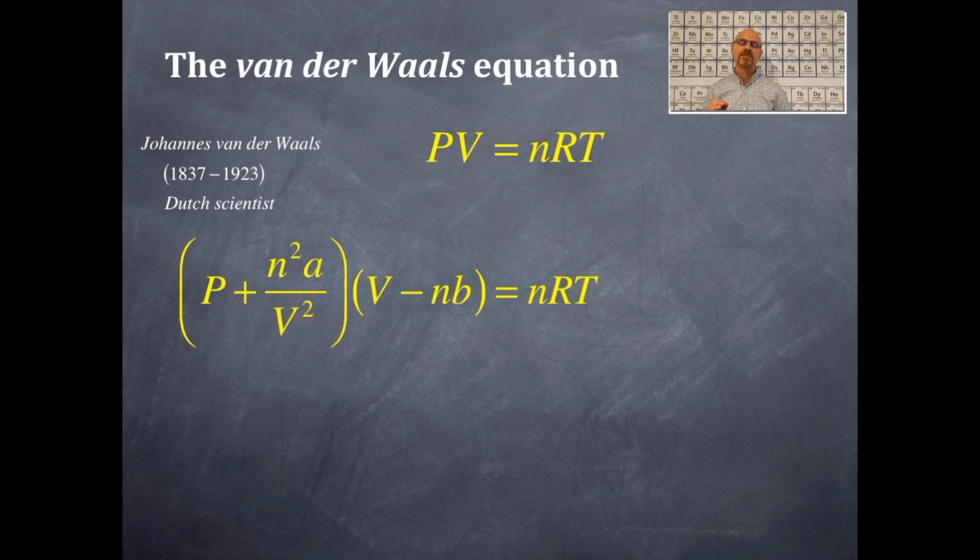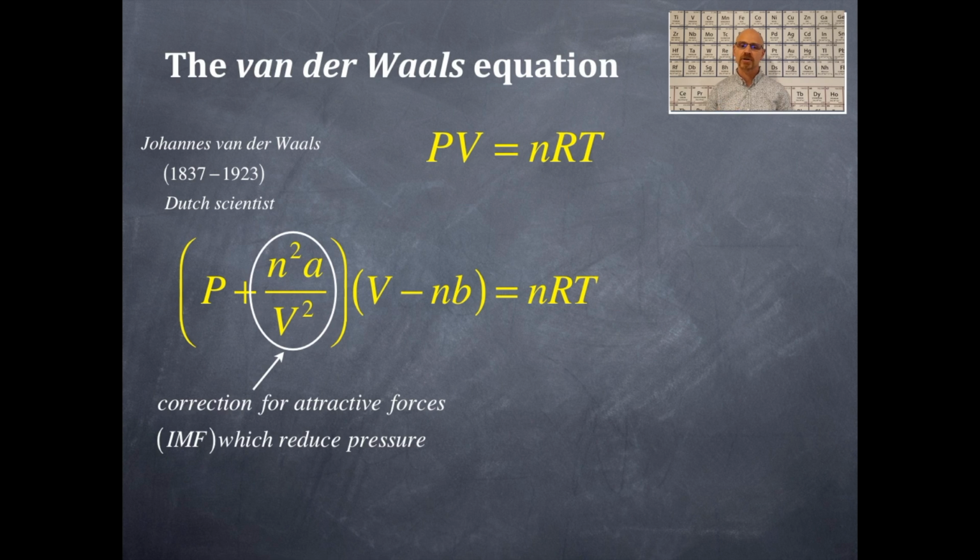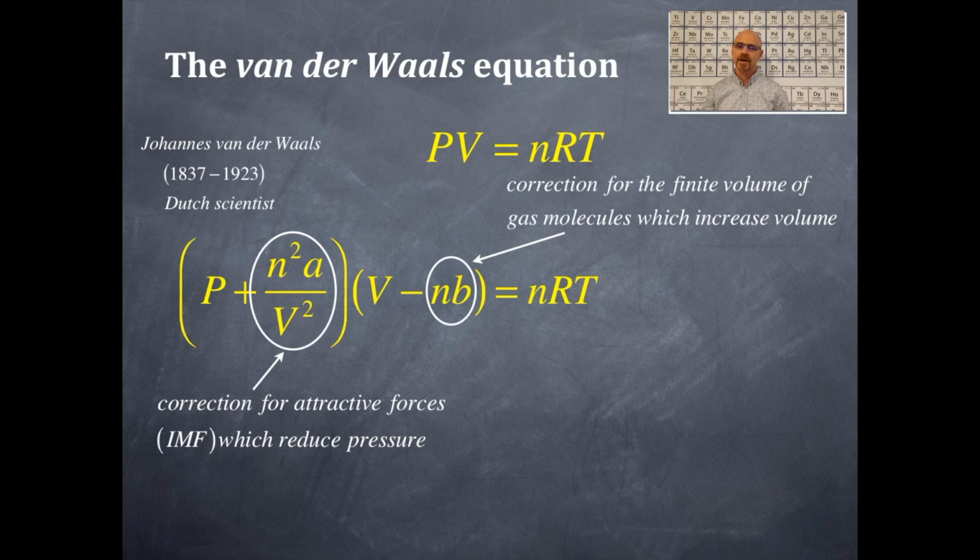This is the van der Waals ideal gas equation here. You should see that there's a correction factor here for the intermolecular forces which reduce pressure, and then there's a correction factor here for the finite volume of gas molecules which increase the volume. That's why, for the reduced pressure, you have to add it, and for the increased volume, you have to subtract it.